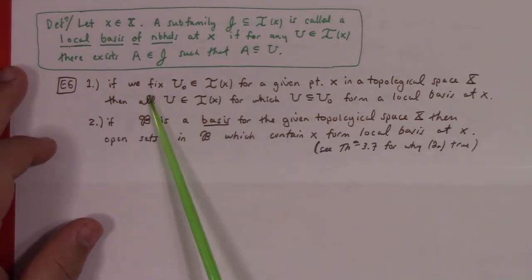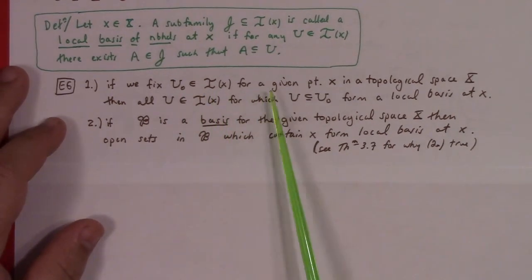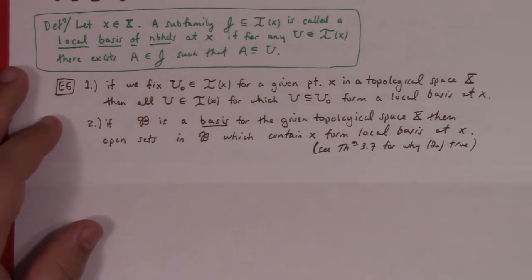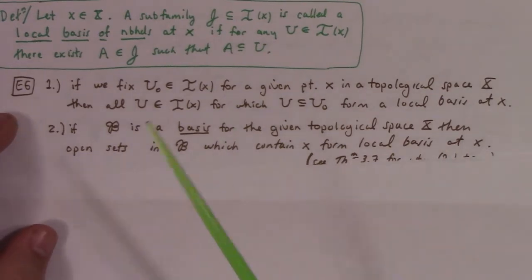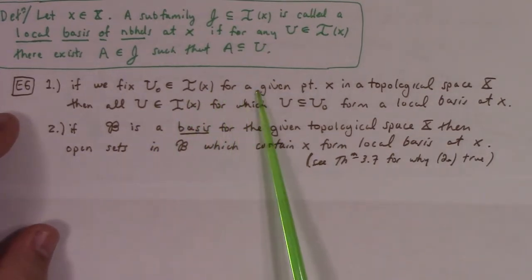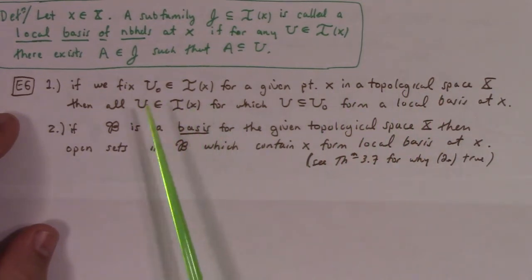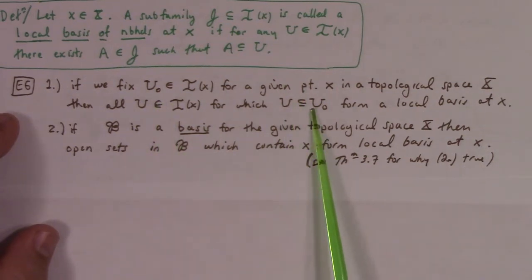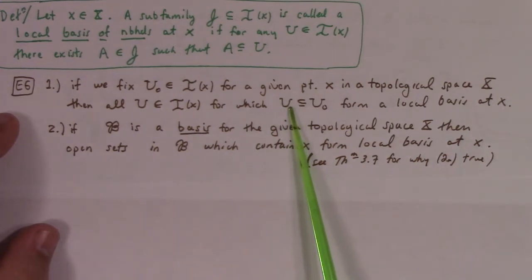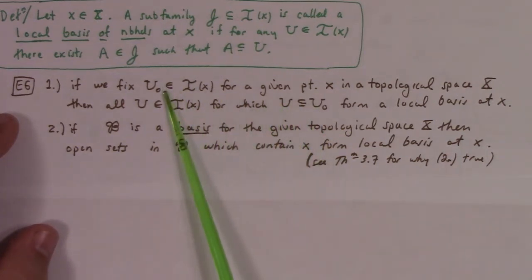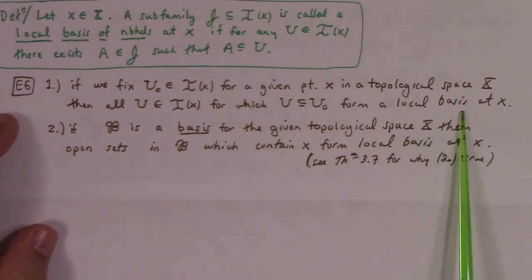Like example 1, if we fix U naught as a neighborhood of X for a given point X in topological space X, then for all neighborhoods U which are contained in U naught, if we look at all the local neighborhoods which are subsets of a given local neighborhood, then that will form a subfamily of neighborhoods, which is going to form a local basis.